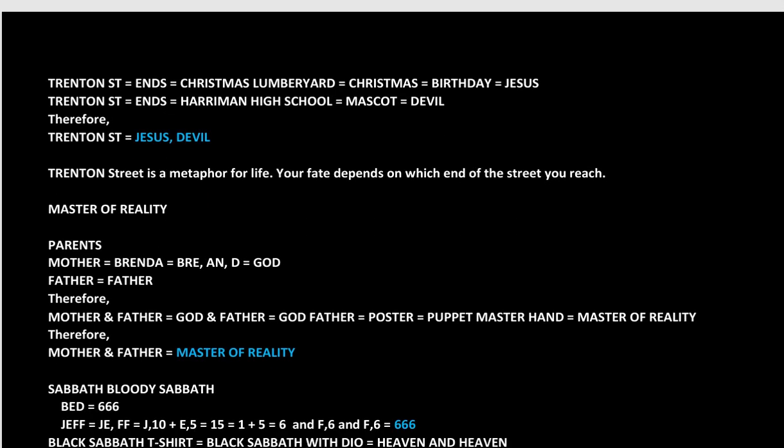So this connects to the street. Trent Street ends in one. If you travel Trent Street in one direction, it ends at Christmas Lumberyard. Christmas was the birthday of Jesus. Therefore, Trent Street equals Jesus. Trent Street ends in Harriman High School. Harriman High School mascot was the devil. Therefore, if you travel in that direction, it's the devil. Trent Street equals Jesus and the devil. So Trent Street is a metaphor for life. Like anywhere on Trent Street, you can travel toward Christmas Lumberyard or away from, or toward the high school.